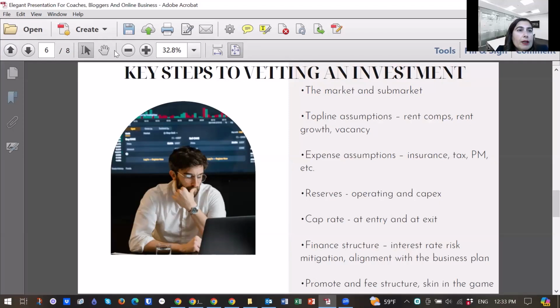Typically those bridge loans are for 1 to 3 years and they have extension options, but that's exactly what they are. They're options. The lender is in no way obligated to provide that extension. So really understanding what the exit plan is in those situations.